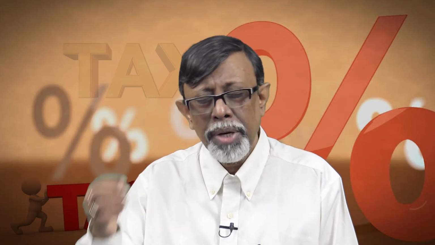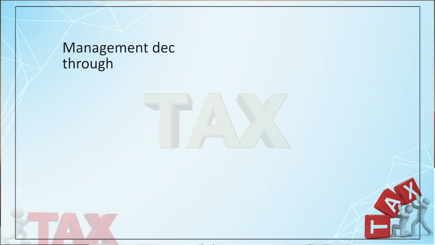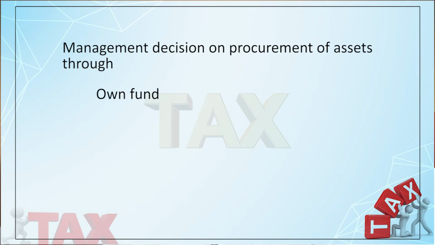Now these things are very difficult to grasp in theory. We need to do some problems, and I assure you that I will do problems with you later on, and I will make everything clear. But for the time being, in a concise form, just get this into your mind: in case of purchase, if I purchase out of own fund, what are the tax consequences? If I purchase out of borrowed fund, what are the tax consequences? If I acquire the asset by lease, what are the tax consequences?